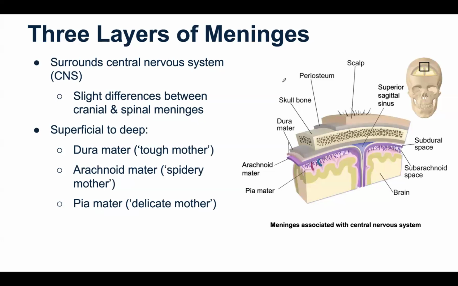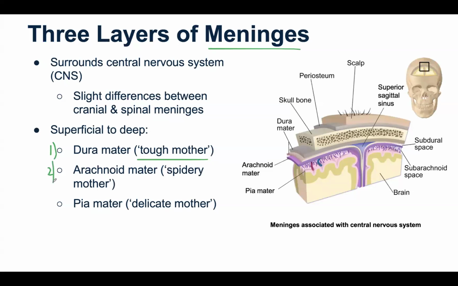Okay, so there are three membranous layers that surround the central nervous system, and these are called meninges. The major function of the meninges is to support and protect the brain and the spinal cord, but also the neurovasculature that's going to be in the surrounding area. And so from superficial to deep, there is the dura mater, which is the most robust. It literally means tough mother. I love that name.